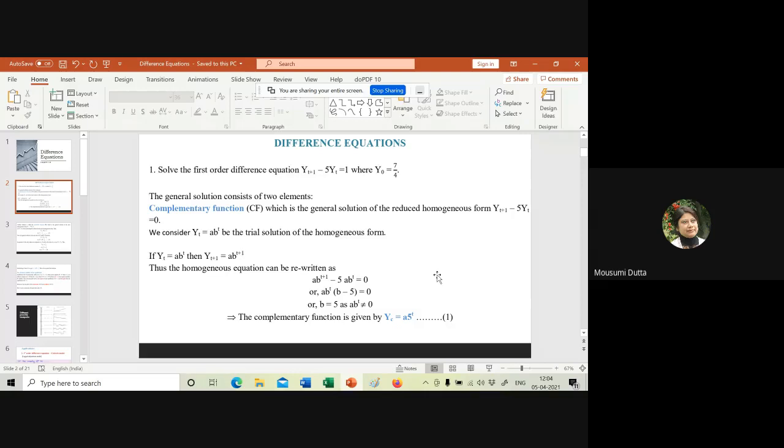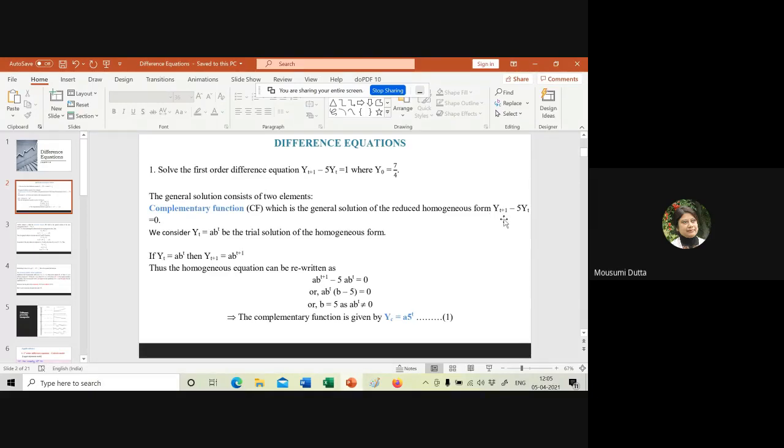Okay, now to derive the complementary function, we have to consider the homogeneous form of the given equation. What I am saying is, to derive the complementary function, we need to consider the homogeneous form of the given equation. So the complementary function is the general solution of the reduced homogeneous form.